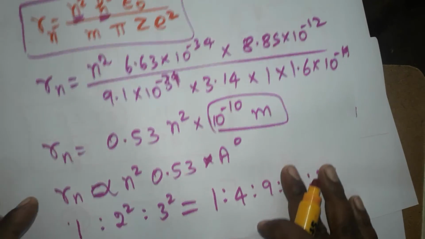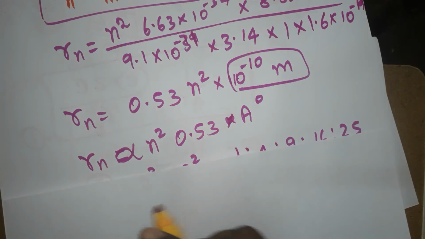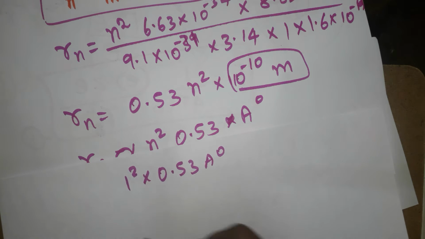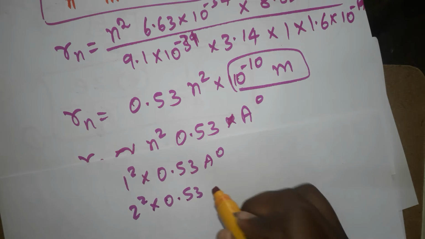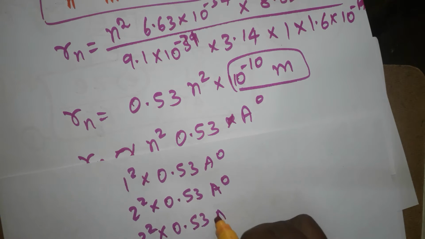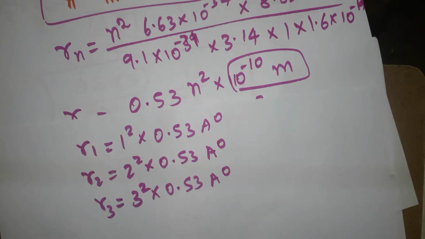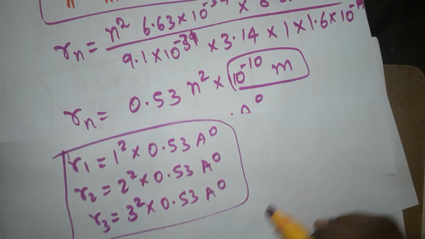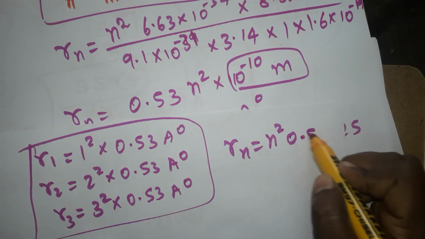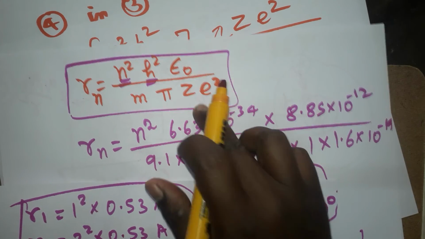If you want the first orbit radius, we can find it: it is 1 square times 0.53 angstrom unit. If you want the second orbit, 2 square times 0.53 angstrom unit. If you want the third orbit, 3 square into 0.53 angstrom unit. These are R1, R2 and R3. So now we found the radius of each orbit. Rn is equal to n square times 0.53 angstrom. It is a common equation which we can use. Otherwise, you can use the equation for the radius of the nth orbit.